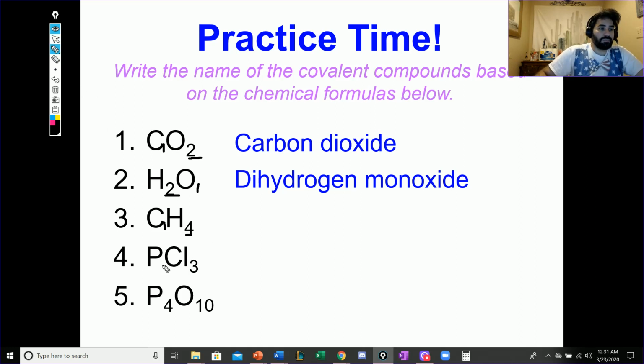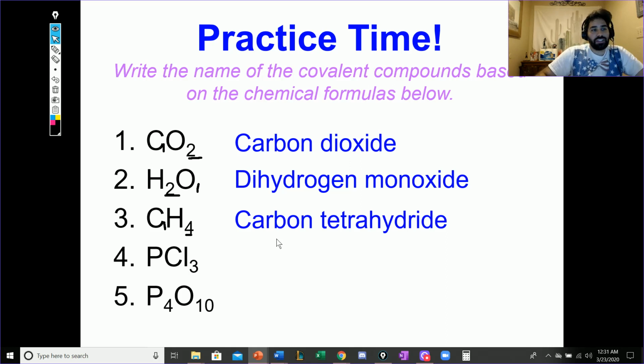Hydrogen has a prefix of 4, which is tetra. So that's tetrahydrogen. But hydrogen is the very last element, so it has the IDE sound at the end. So it's not carbon tetrahydrogen, it's carbon tetrahydride.